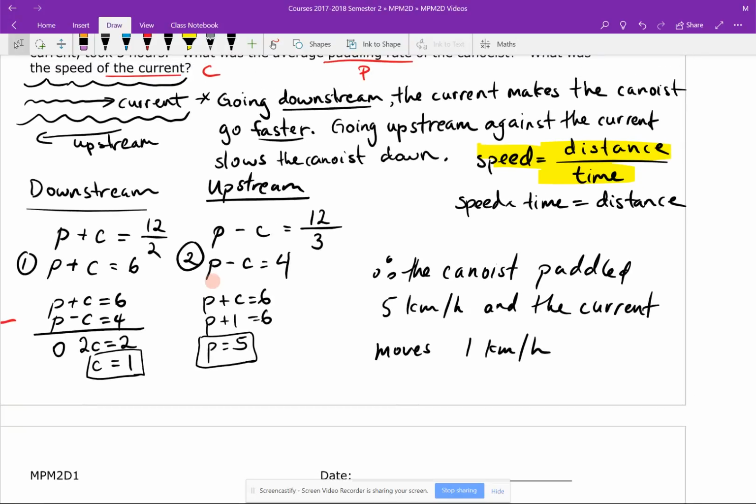That makes sense, right? If I paddle at 5 kilometers per hour and the current helps me at 1 kilometer per hour, I get a total speed of 6. But going against the current, I'm paddling at 5, that's the strength I can paddle at, and the current slows me down, so I subtract 1 for a total of 4 kilometers per hour. So I go slower as I go back upstream.